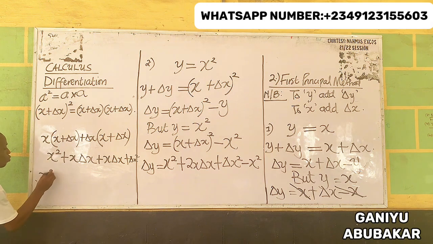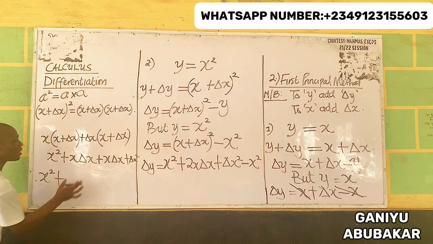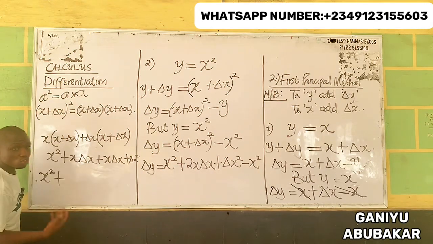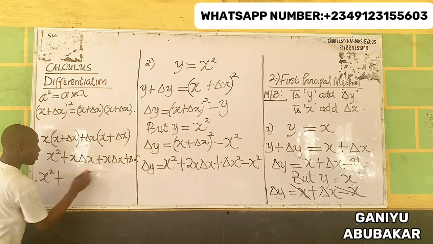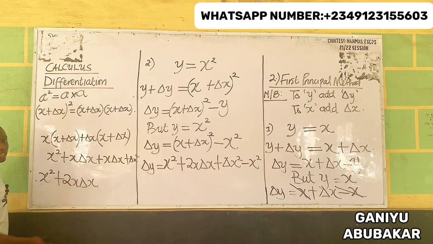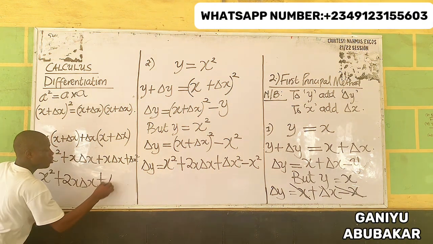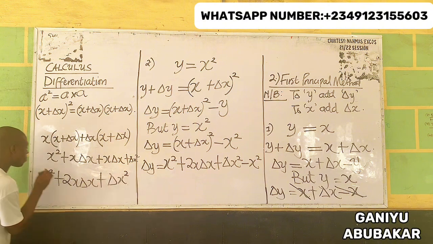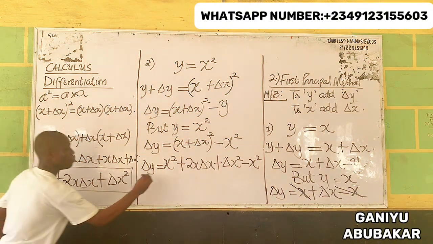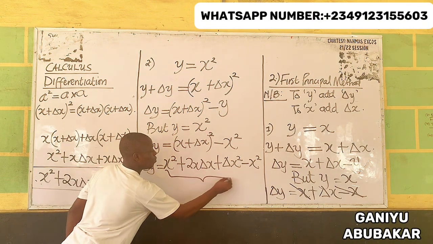I'll have x squared plus, observe that this and this are the same thing, Abby. If I have a plus a, that's what? 2a. All I have here, 2x change in x. There are two of it. Okay, I don't have minus here. If there was minus here, I would have cancelled it out. So I have this plus what? Change in x squared. So observe, when I expanded, I have this value. This value is what I have from here down to here.